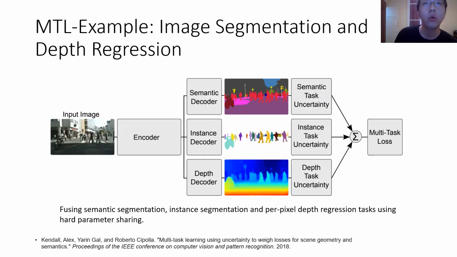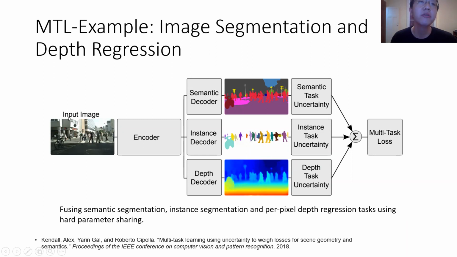Okay, so this is the basic theory about MTL. Any questions so far? Okay, then now let's move into some specific examples on MTL. The first example is image segmentation and depth regression. So let me first explain what these terms mean.